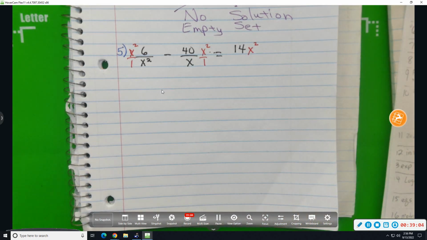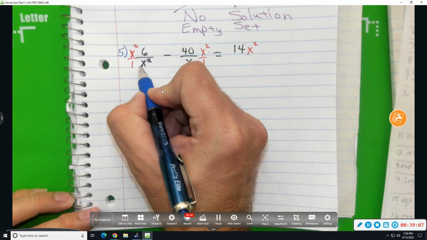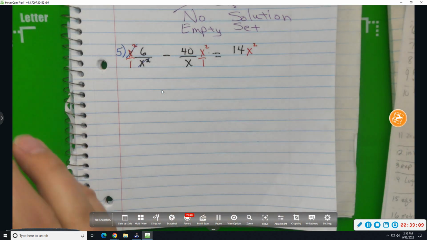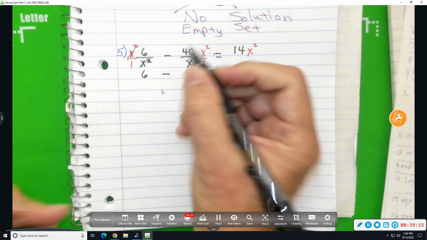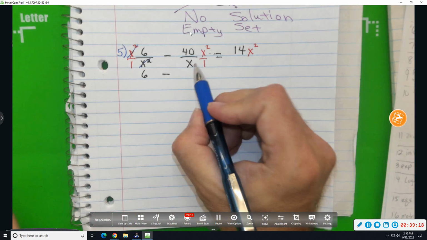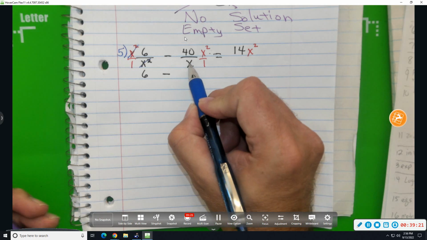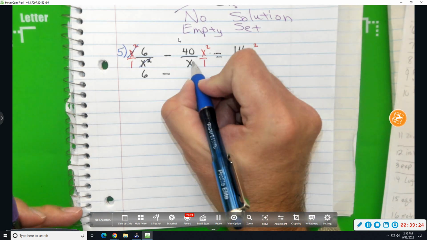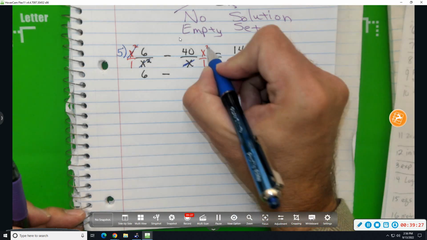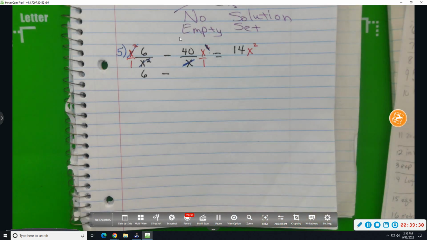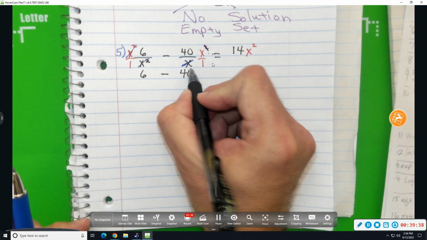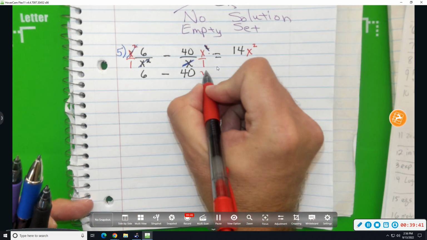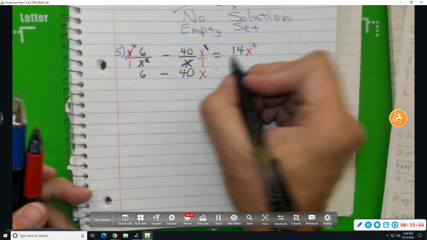Now let me start crossing out. This x squared cancels with that one, leaving just that black 6 minus, what's going to cancel here? Just an x and an x. This black x cancels completely, but we still have one red x. I'm just marking out that square on it. So what's the second product going to reduce to? 40x. Good. Equals, well, just 14x squared.